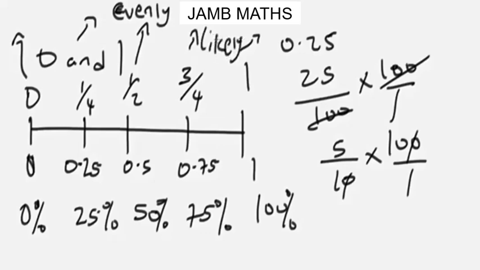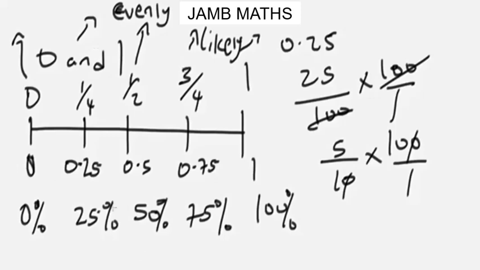Now take note of these values and what they represent in the language of probability. 0 means that the event will never happen. 1/4 shows that the event is unlikely to happen. Half shows that the event is evenly likely to happen. 3/4 shows that the event is likely to happen. And 1 shows that the event is certain to happen, that is, definitely going to happen. Now having known this, let's look at the probability formula, how you can find some probabilities using a formula.